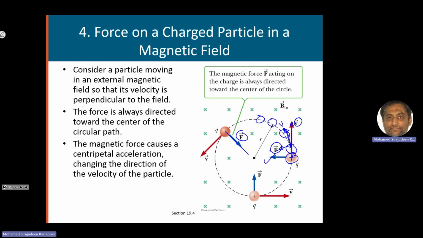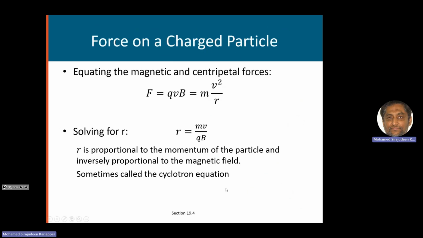Now we can apply Newton's second law for this circular motion. So you can say force is equal to mass into centripetal acceleration. For the force, you will put this, because the magnetic force is qvB sin theta. What happened to the sine theta? V and B are always perpendicular. Theta is equal to 90 degrees. Sine 90 is 1. So that's why it is not appearing.